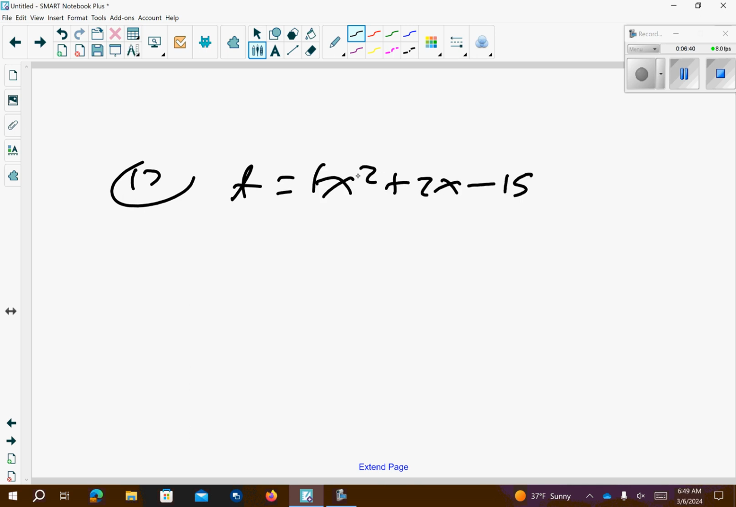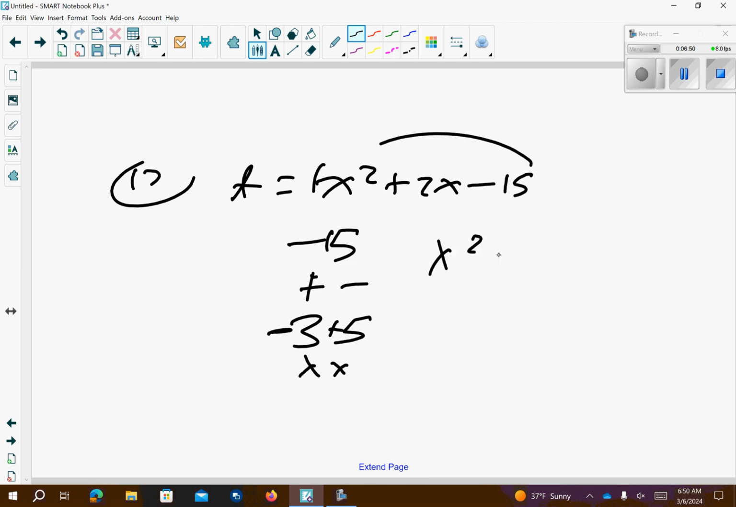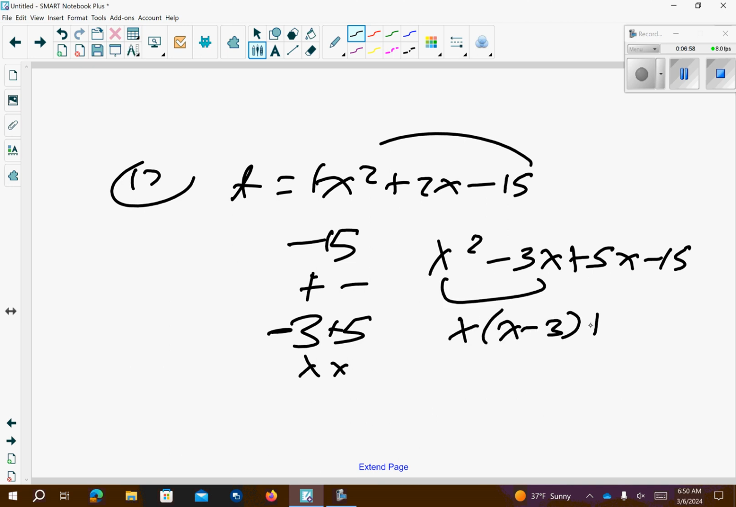So let's factor this out. That's negative 15. I have positive and negative 3 and 5, so it's positive 3 and negative 5, or positive 5 and negative 3. So I'm going to get x squared minus 3x plus 5x minus 15. Factor an x out. Bring the positive down. Factor a 5 out. So I get x minus 3 and x plus 5.